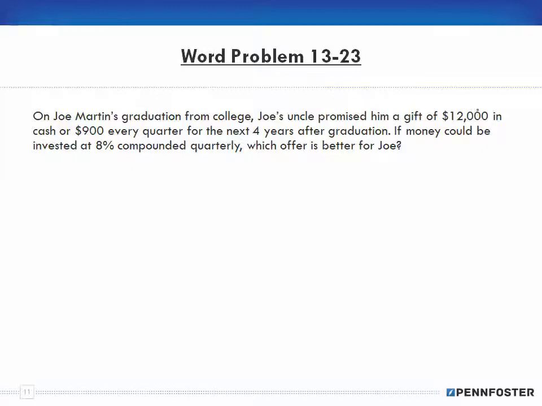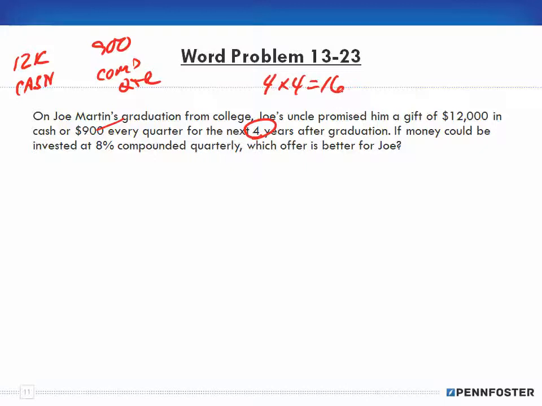Okay, so this is a choice of either the $12,000 in cash or the $900, compounded quarterly. The payment is going to be $900 over the next 4 years. If that's compounded quarterly, that's 4 times a year for 4 years, so 16 periods. And the 8% interest divided by 4 is 2% quarterly. So our rate is 2%, and our number of periods is 16.